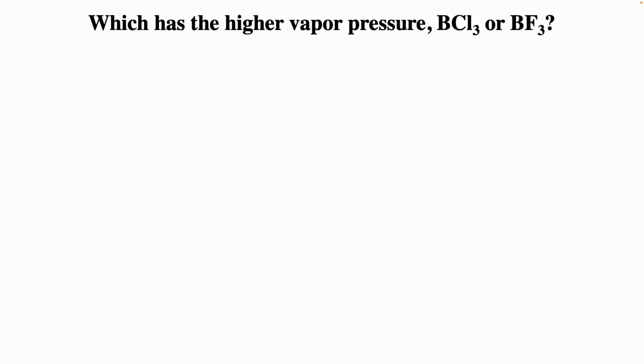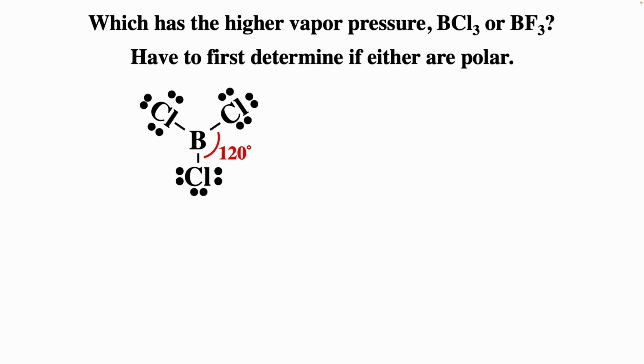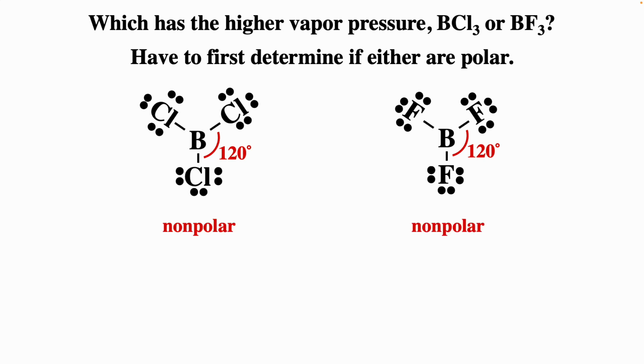Which has higher vapor pressure, BCl3 or BF3? So again, first you have to determine what are the intermolecular forces that are important. Are these polar or nonpolar? If we draw the Lewis diagram, we see again that we have a center atom surrounded by the same type of outer atoms, and so they're both nonpolar. The only interaction is London dispersion.